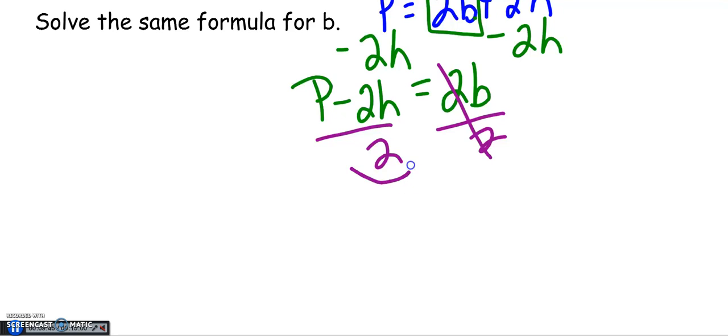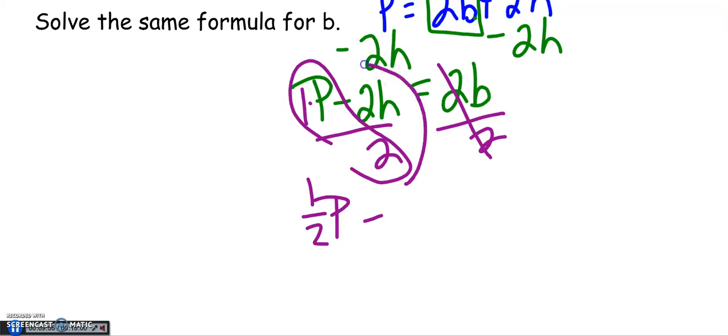We're going to have to do the pretzel. So p over 2 is the same thing as 1/2 p, because this is really 1p over 2, minus negative 2 over the 2, which becomes a minus 1h. And on the right we just have left the b.